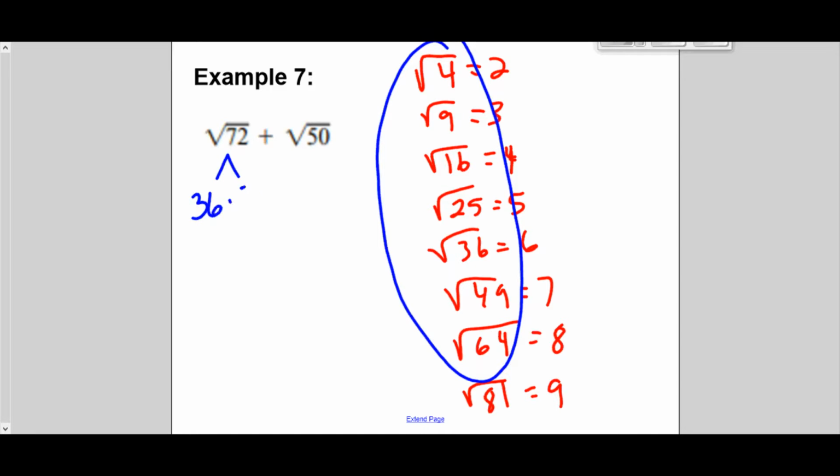So this would be 36 times 2. So I would write this as square root of 36 times 2. So this is square root of 36, square root of 2. So this is 6 square root of 2.